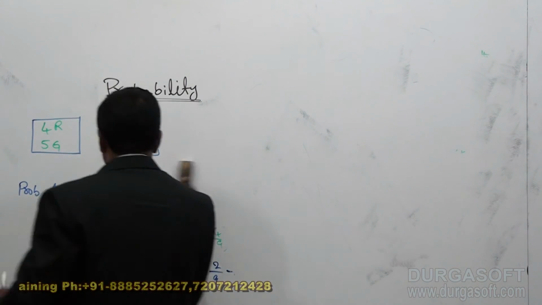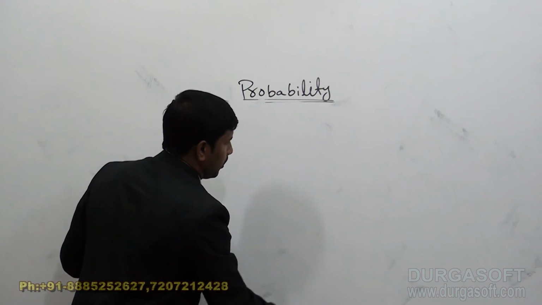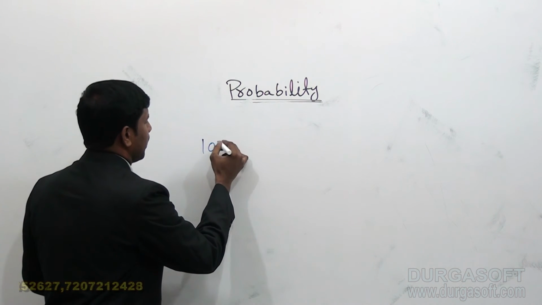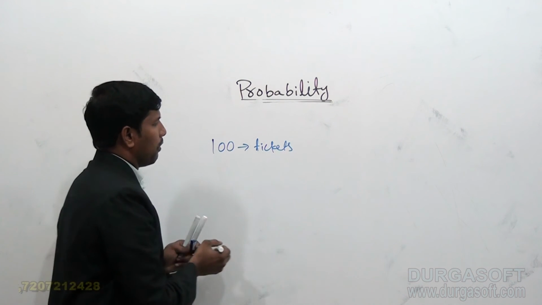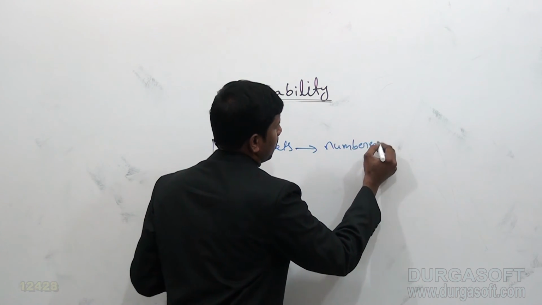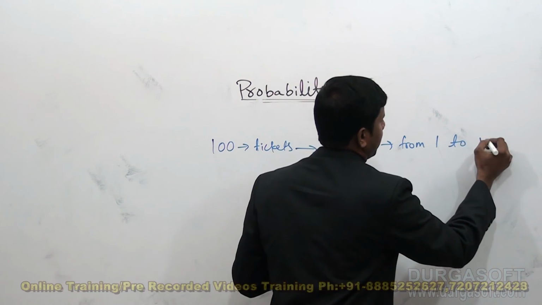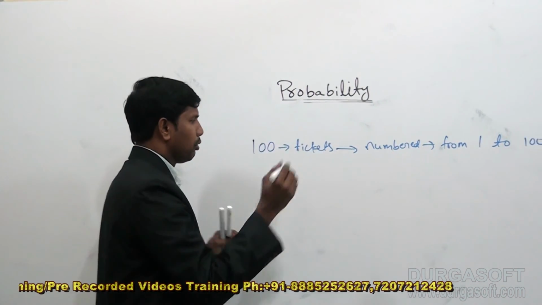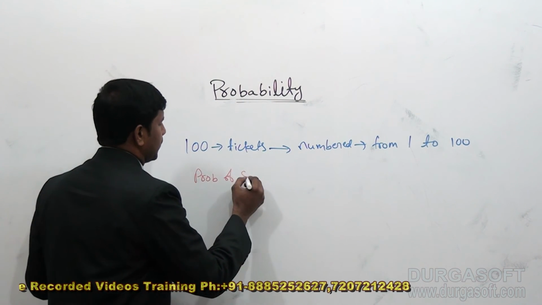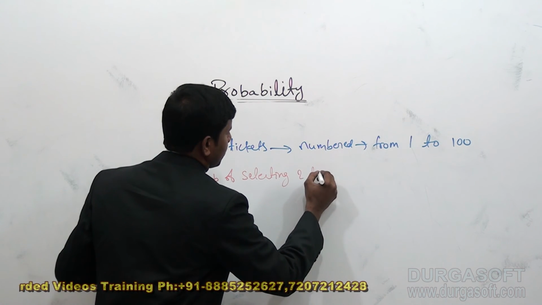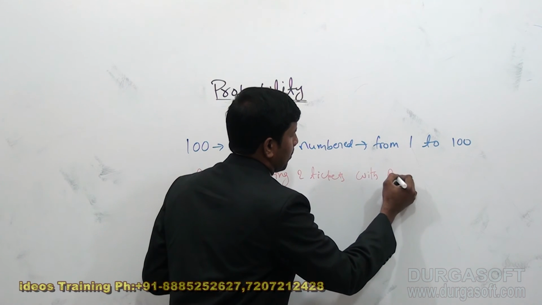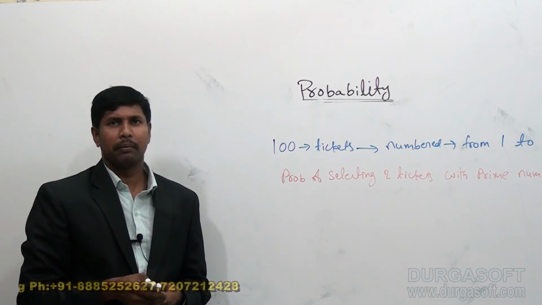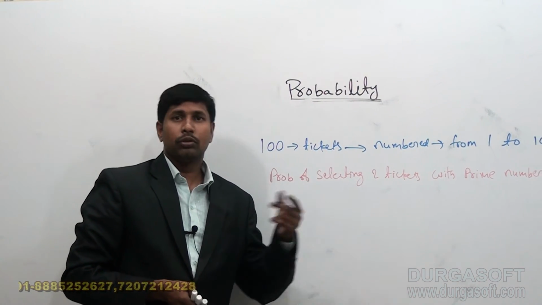Now, if it is related to numbers, suppose let me consider one situation where there are 100 tickets, which are numbered from 1 to 100. There are 100 tickets which are numbered from 1 to 100. Now, if I select 2 tickets, what is the probability of selecting 2 tickets with prime numbers? So we want to select here 2 tickets with prime numbers. Now we can select any 2 tickets, but those 2 tickets must be having prime numbers.